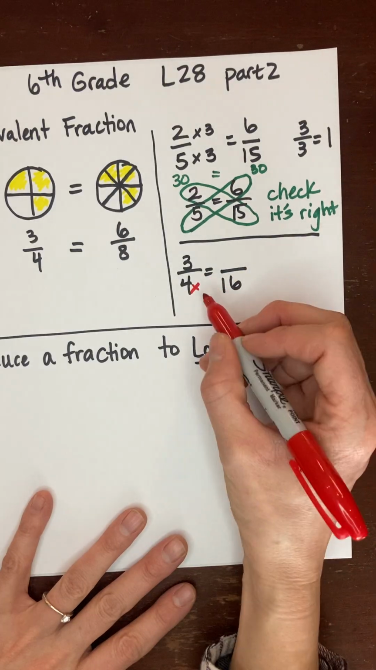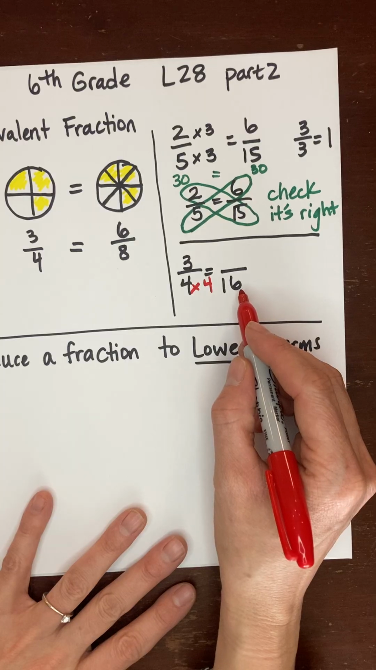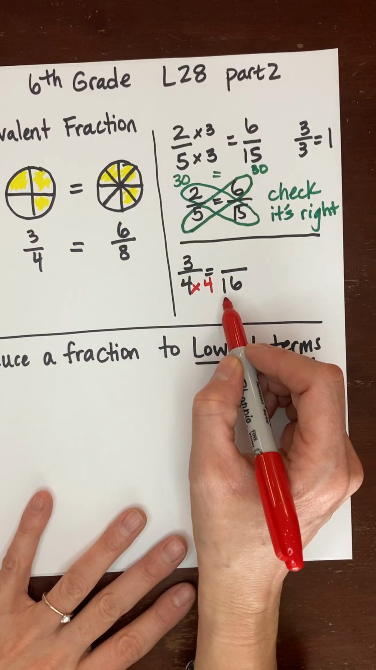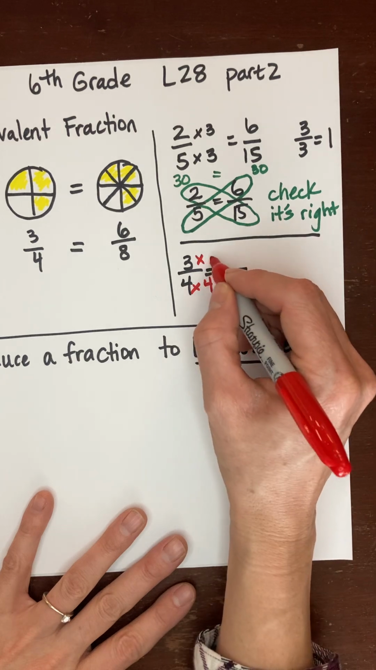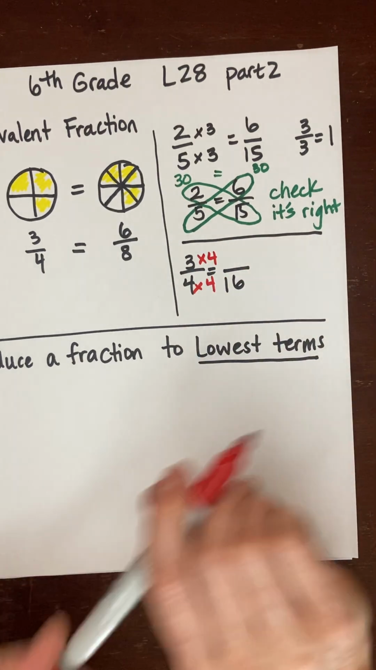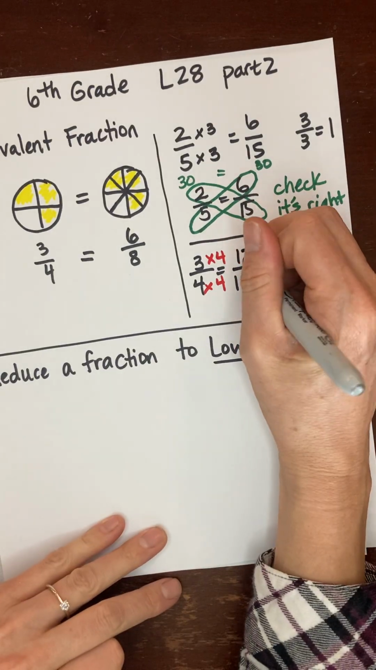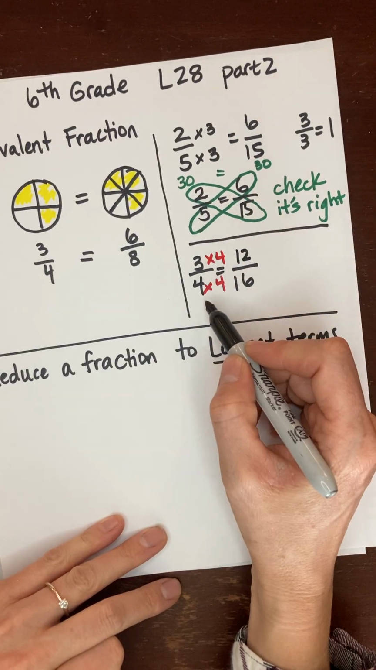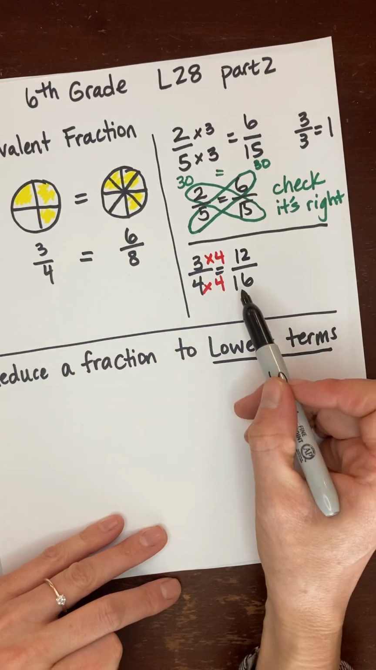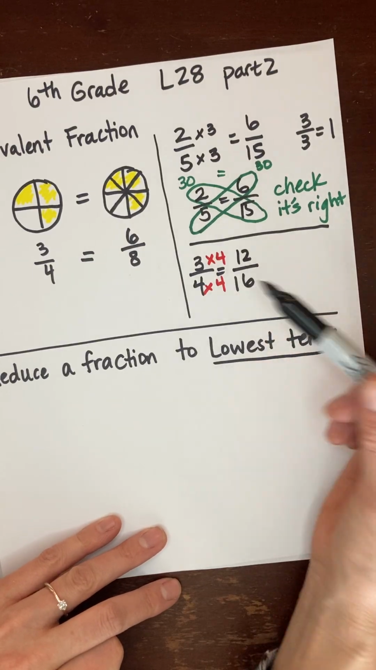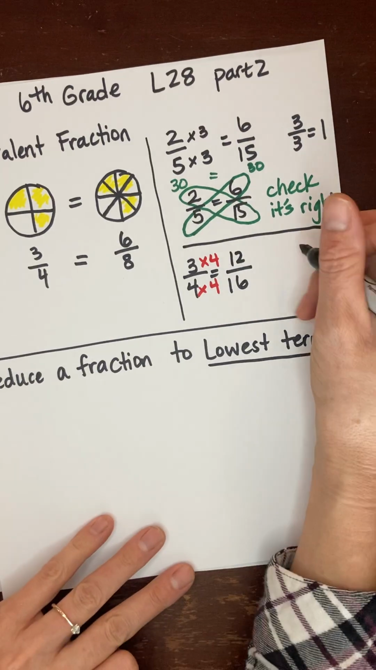From our times tables, we know 4 times 4 gives us 16. So if we find whatever the bottom number is multiplied by, all we need to do is multiply the top by the same number. So 3 times 4, and that is going to give us 12. So now we know that our equivalent fraction to 3/4 that we've created is 12 over 16. This is not the only equivalent fraction because we could create another one just by multiplying by a different number. So let's do one more example.